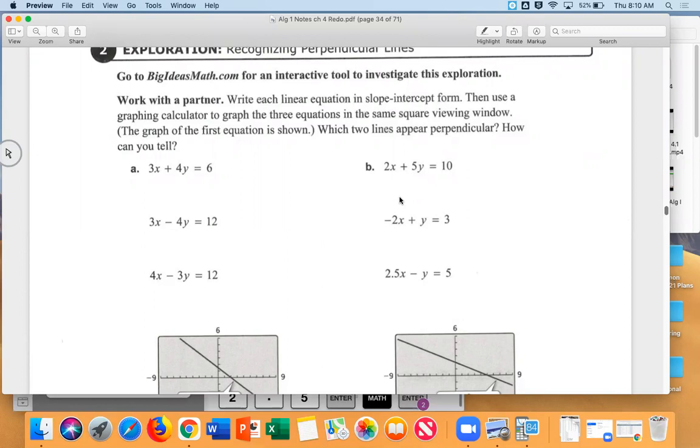This is like all about the slope. So you need to pay attention to the slope. Look at the slope. See which ones might be perpendicular, okay? There's something about the slope that will make 2 lines perpendicular. Just like with parallel lines, the slope was the same, perpendicular lines have something going on.